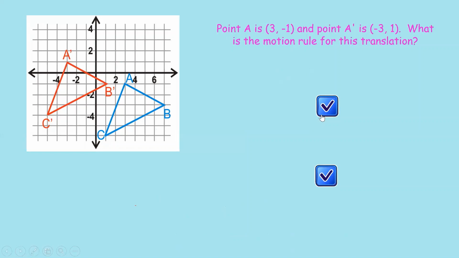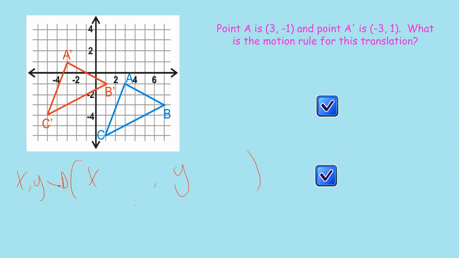So point A is 3, -1, and point A prime is -3, 1. What is the motion rule for this translation? So remember that a translation has to be X plus or minus something and Y plus or minus something. That's going to be your translation rule. So always go to the original point. If the original point is at 3, -1, and we moved it, because that's what you do in translations, you just slide things around, it goes to -3, 1.